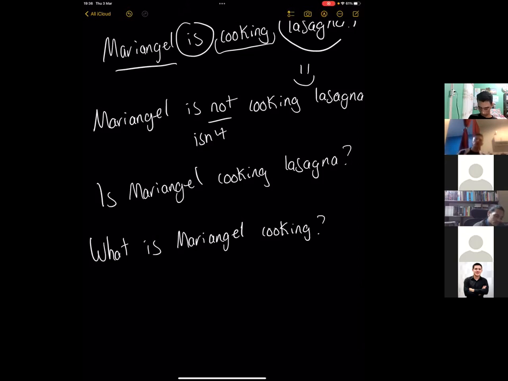The first one, Maria Angel is cooking lasagna. This one is a positive sentence. Maria Angel is not cooking lasagna. It's a negative sentence. Is Maria Angel cooking lasagna? It's a yes or no question, because in that case, the auxiliary needs to go before the subject. And then we have the subject, and then the verb with ing, and then the rest, which is the complement.